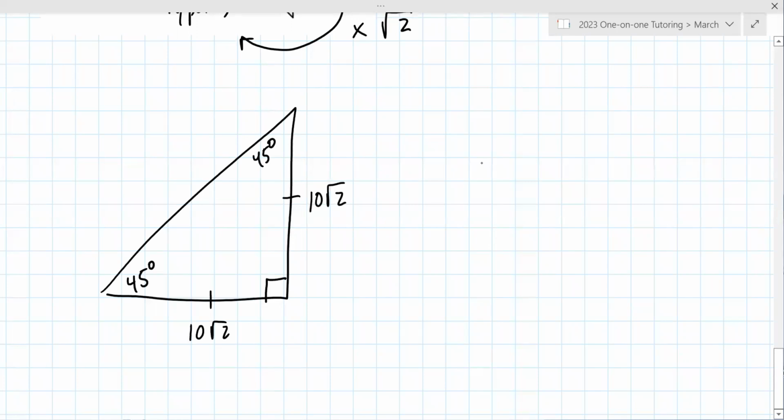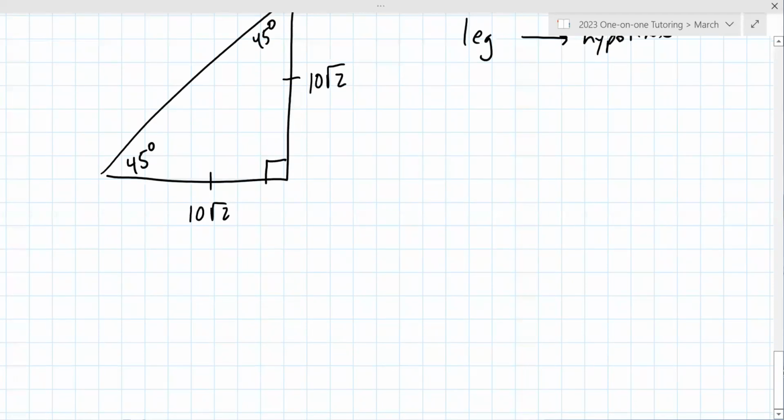So we just did this in the last problem. How do you go from the leg to the hypotenuse? What you need to do is make yourself a Pythagorean theorem: a squared plus b squared equals c squared. That's true. You can do it that way.